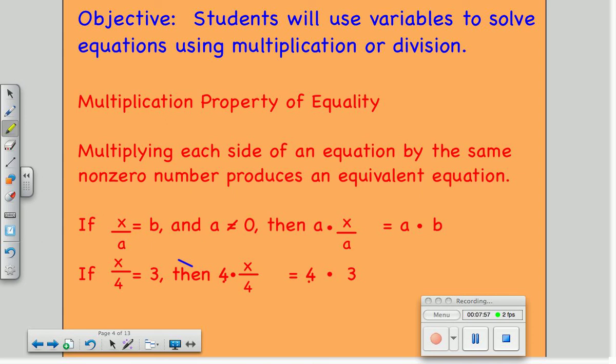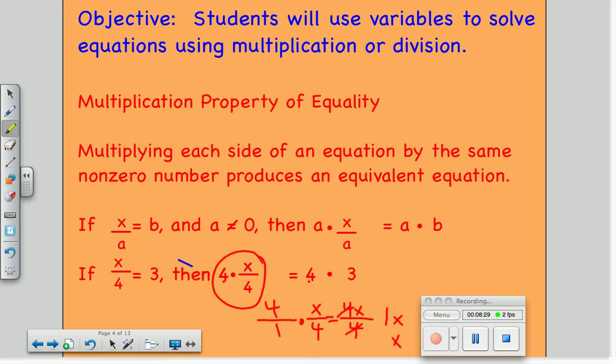Now, some of you might forget how to do this, so let's look at this for a second. You make 4 whole number into a fraction, 4 over 1 times x over 4. To multiply fractions, we just multiply straight across. So 4 times x is 4x. 1 times 4 is 4. 4 divided by 4 is 1, x, or just x by itself.